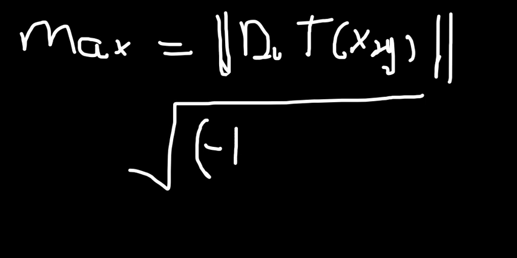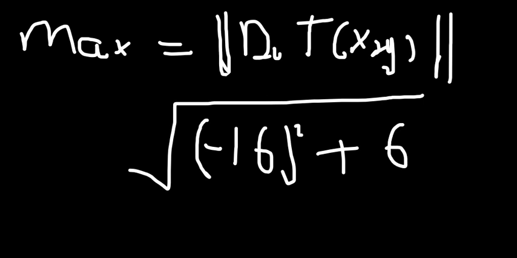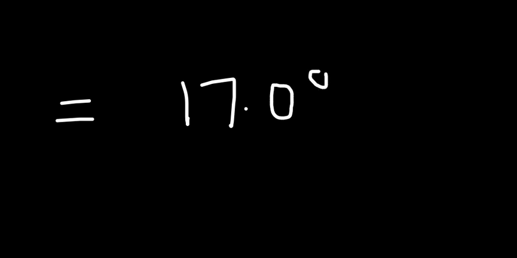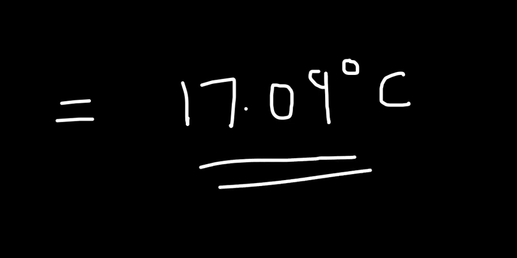So here we do 16 squared plus 6 squared. So this is going to give you 17.09 degrees Celsius. So the rate of increase is that. Thank you.